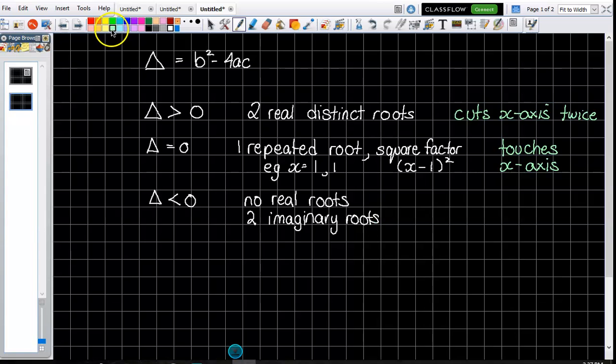Right, and what does that mean graphically? Right, totally above or below the x-axis. So it does not cut, it does not touch, right? Happy days? All right, so we're going on.